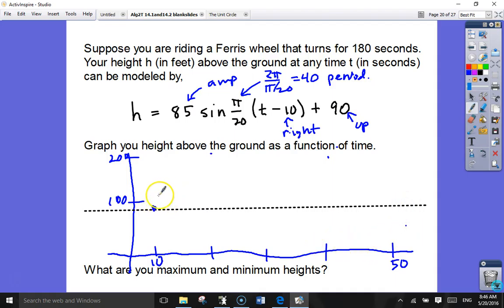And then it goes up 85. So 90, it's 175. It ought to be about right there. Then it goes back to 0. Then it goes down to about 5 feet above the ground. It's a Ferris wheel. And then it goes back to 90. So there's the height of the Ferris wheel as a function of time.